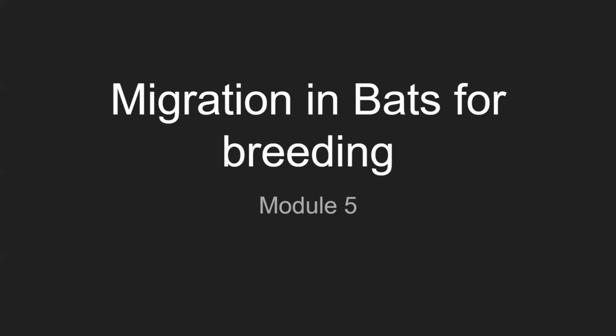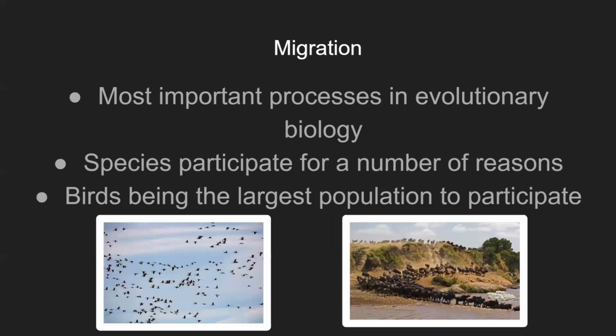In Module 5, we went over migration, and I wanted to look at migration specifically for bats and breeding. Migration is an important process in evolutionary biology because a lot of species participate in it annually. Species can participate in migration for a number of reasons. Some of them are to find food, resources, different habitats, or breeding. The biggest group of species that participates in migration is currently birds.